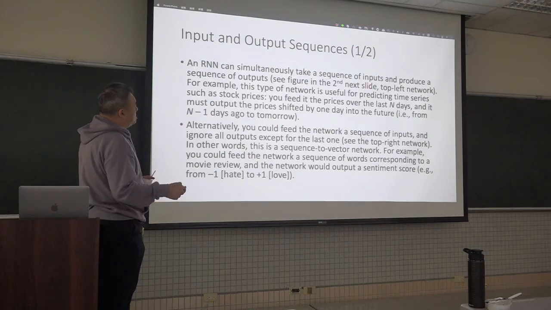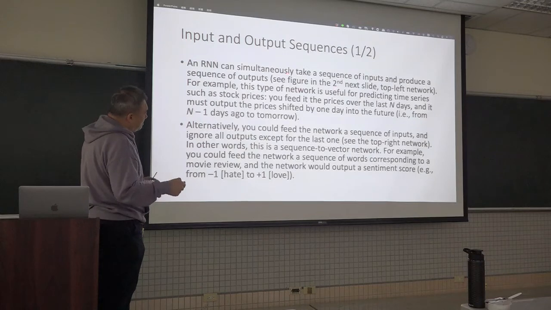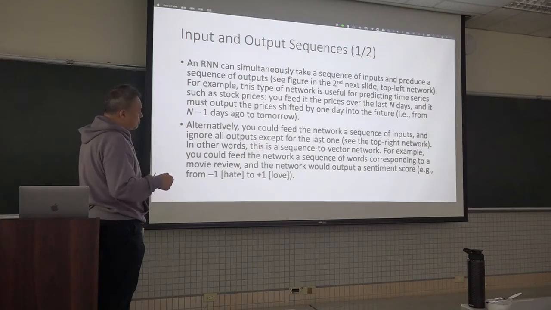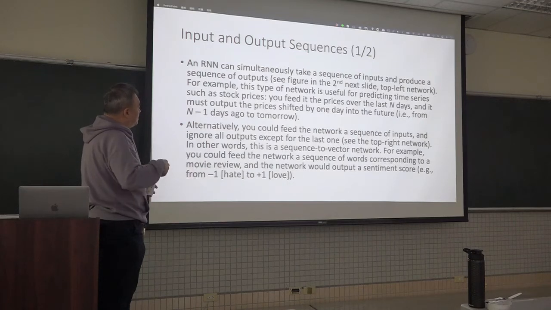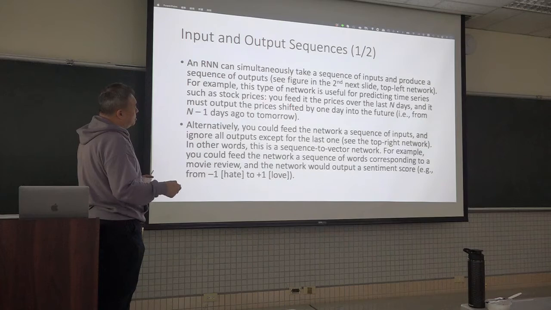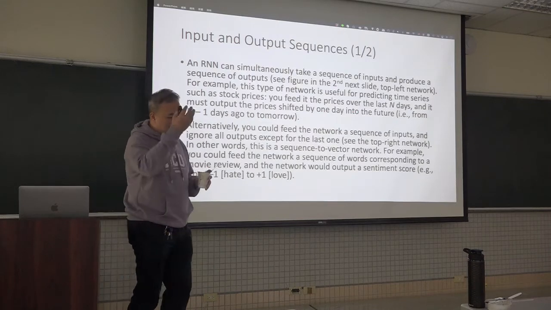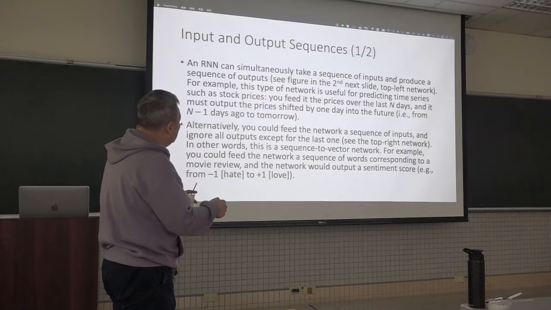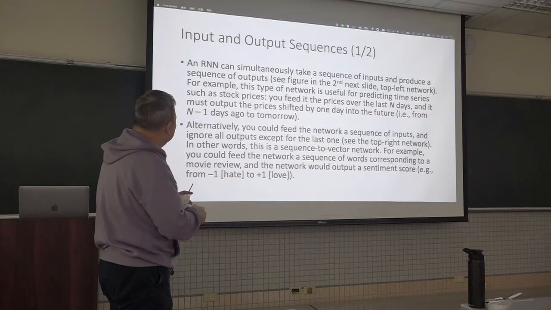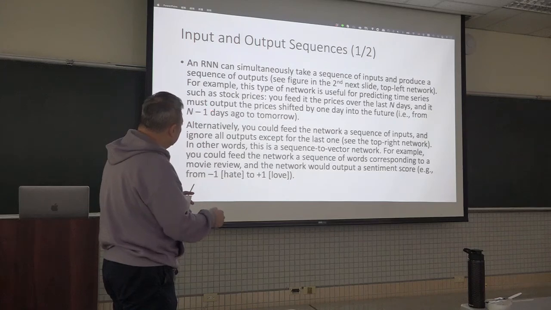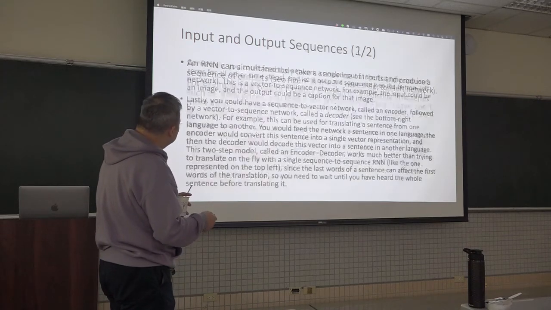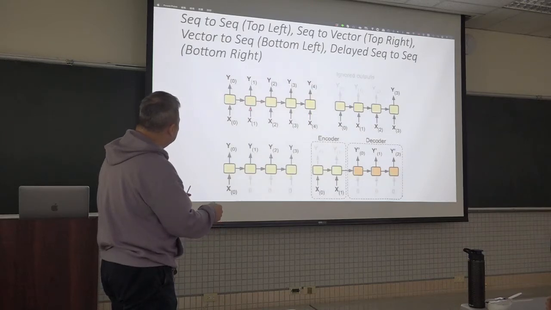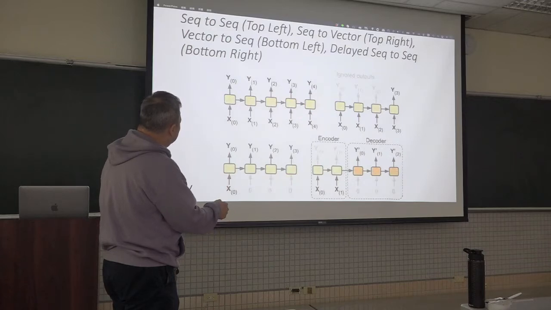For example, if you receive a number of inputs from the past and you want to predict the future trend, like you get the stock prices of the previous n days. That's your input, so the input is a sequence. It will output the prices shifted by 1 day into the future, from n minus 1 days ago to tomorrow. Let's say this one is 1, 2, 3, 4, 5.